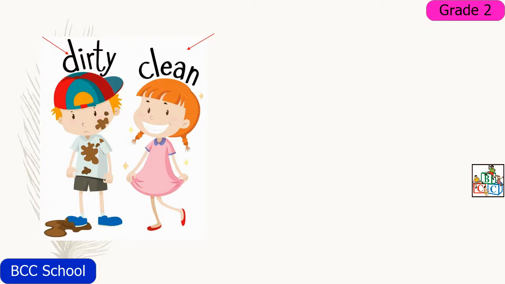How do we spell dirty? D-I-R-T-Y, dirty. Okay, you spell with me. D-I-R-T-Y, dirty. And how do we spell clean? C-L-E-A-N, clean. One more time. C-L-E-A-N, clean. So what is the opposite of clean? The opposite of clean is dirty.